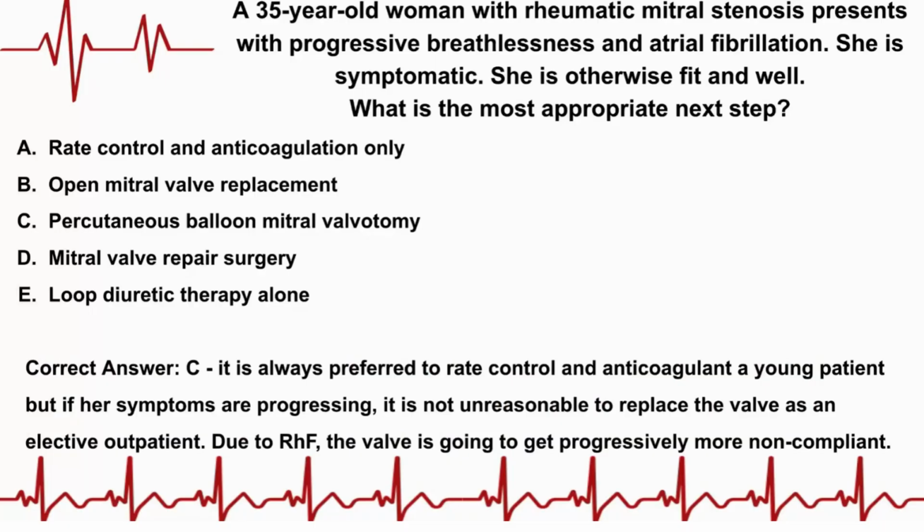outpatient. And since she has rheumatic heart disease as well, the valve is going to get progressively more non-compliant anyway. The mark of a good surgeon is to know when not to do the surgery. But in this case, if they are already progressing, if they are already just not doing well, then considering a valvotomy is the best choice.